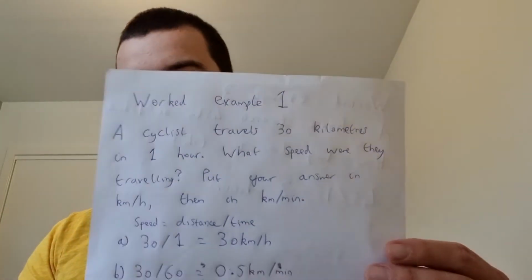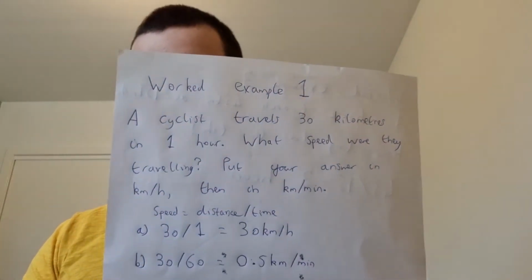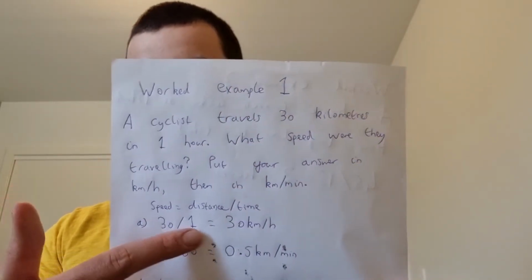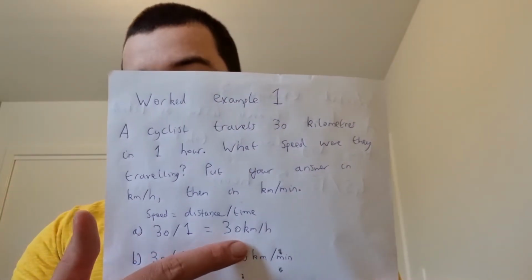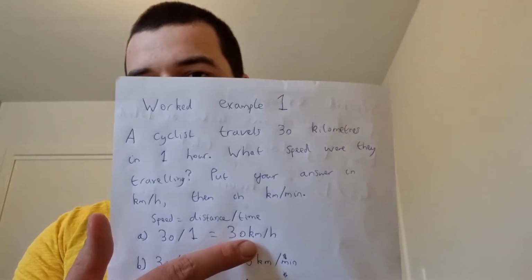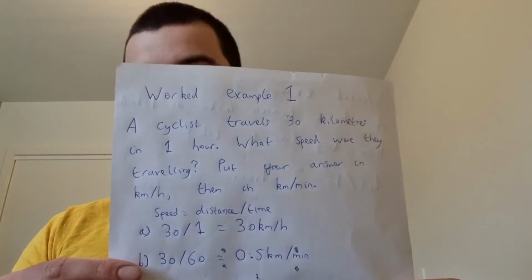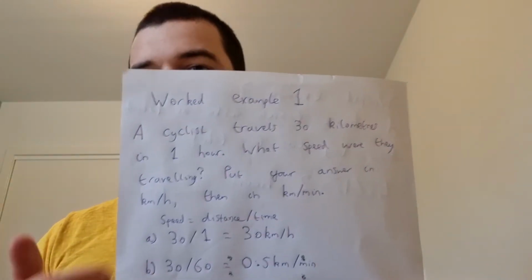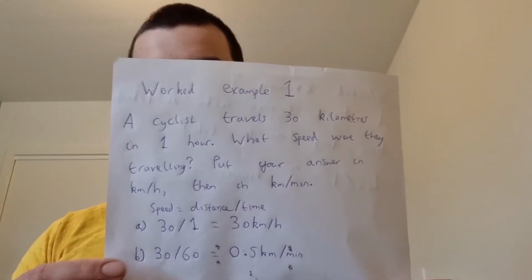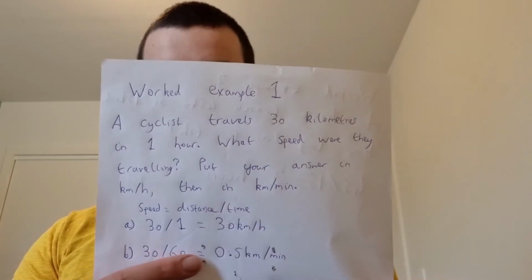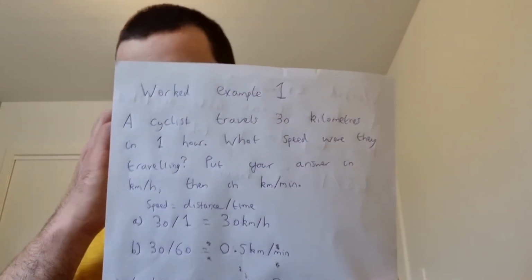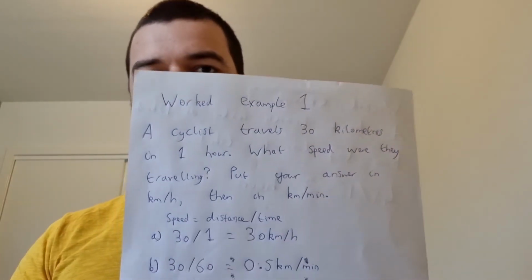So for this question, we are looking at speed. So we want to do the distance, which is 30 kilometers, divided by the hours, which is 1, meaning the cyclist is going at 30 kilometers per hour. Alternatively, if we're doing it in kilometers per minute, there are 60 minutes in an hour. So we do 30 divided by 60, which gives us 0.5. So they're going at half a kilometer per minute at that pace.